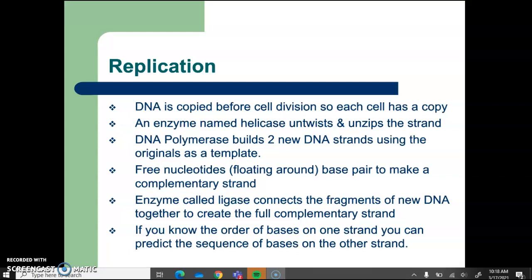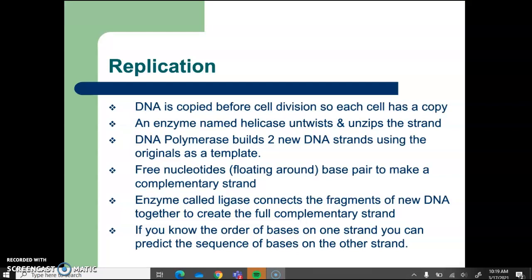Well, how it happens is first that an enzyme named helicase is going to untwist and unzip that strand of DNA. Another molecule, an enzyme called DNA polymerase, is going to build two new strands by using the original as a template. So if there's an A on one strand, the DNA polymerase knows that it's going to bond a T nucleotide, a thymine nucleotide, on the opposite side. If there's a guanine nucleotide, then it's going to bond a cytosine nucleotide, and that's because those are the base pairs that we always see match. And by the way, guys, that's the biggest thing you need to remember, those base pairings.